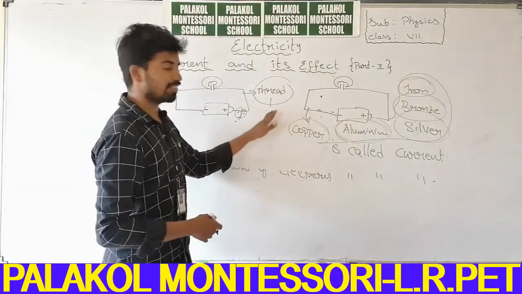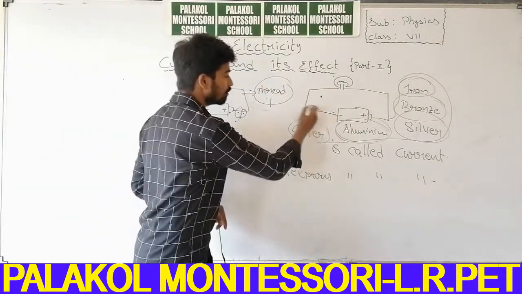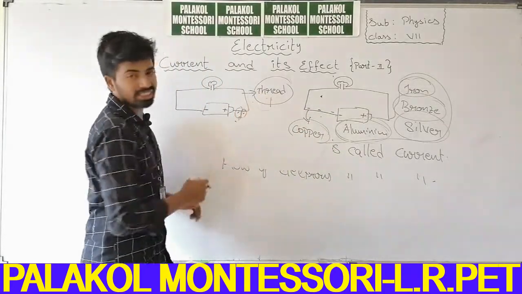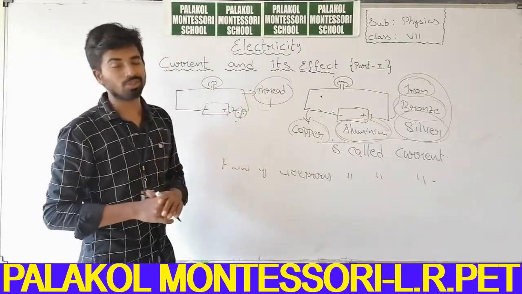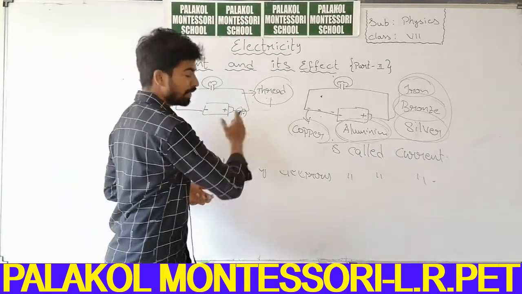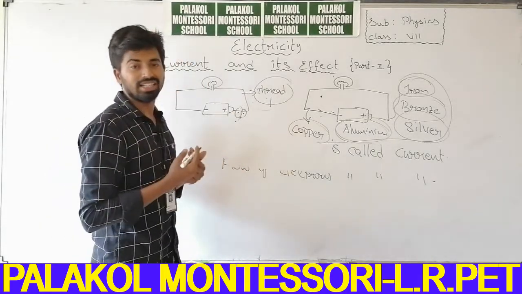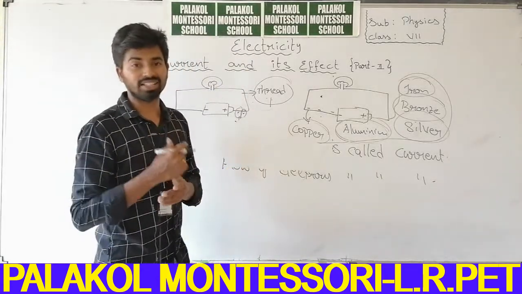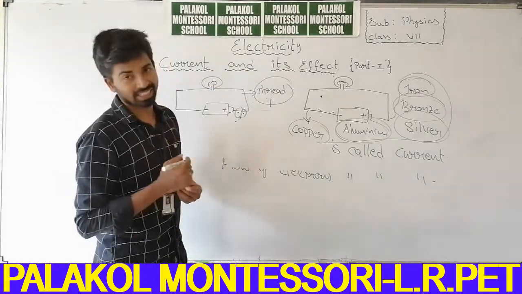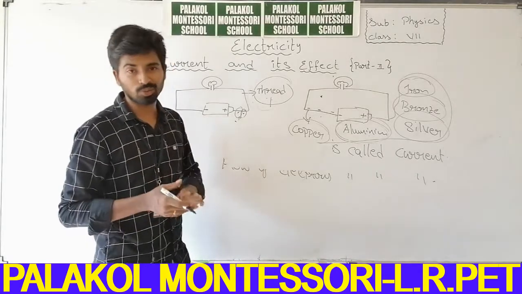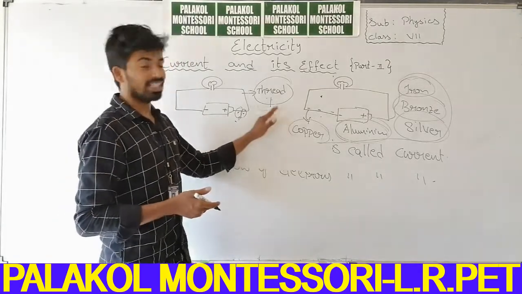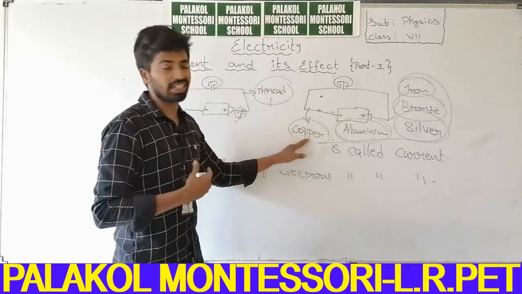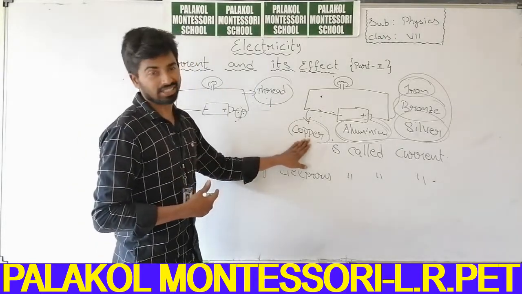So what is the difference between these two? Here the electrons freely move from one place to another, but the electrons in the thread don't move. Depending upon the current, you can classify materials into two types: conductors and insulators. Substances which allow the current are called conductors.